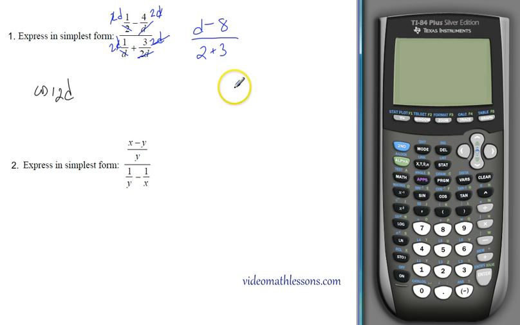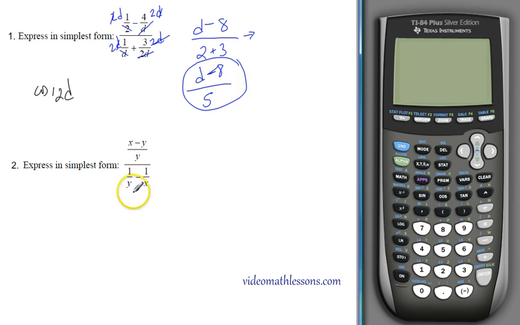Now, some people actually leave it this way, and it's wrong. You're going to clean this up. Downstairs, 2 plus 3 is a 5. Don't forget to do the easy math if you see it. So it's d minus 8 over 5.